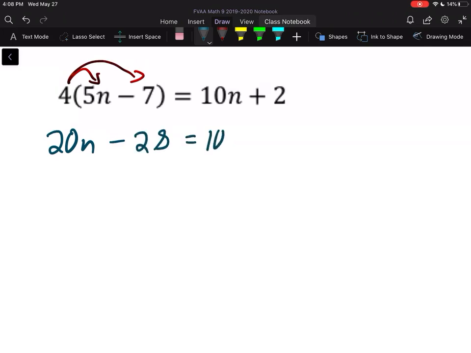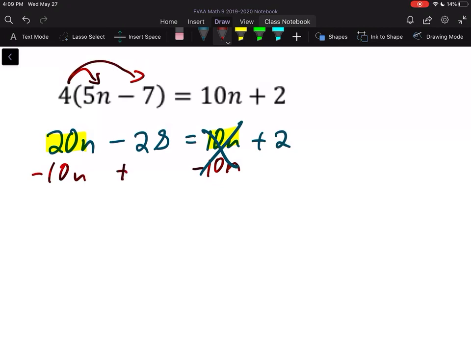Is equal to 10n plus 2. Now the left side of my equation is the one that has the variable with the larger coefficient, so I'm going to bring the 10n over to the left side. I'll do minus 10n on both sides. Plus 10n minus 10n is 0, that cancels it out. Because the left side is my side for the variables, my right side of the equation is going to be my side for the constants.